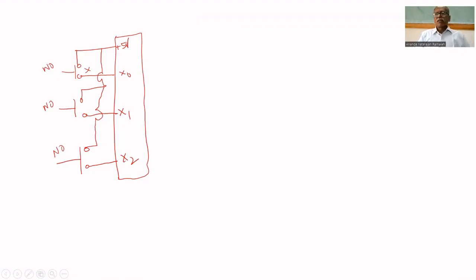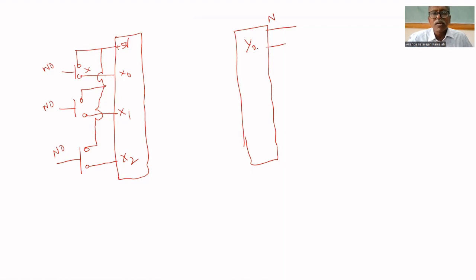But it is already available in the lab, so there is no need to do it. Then in the output module, what do you have to do? In the output module, no M0 is available. Y0, Y1, Y2, Y3 are available. Neutral is available. 230 volt is available. It is a 230 volt output module.